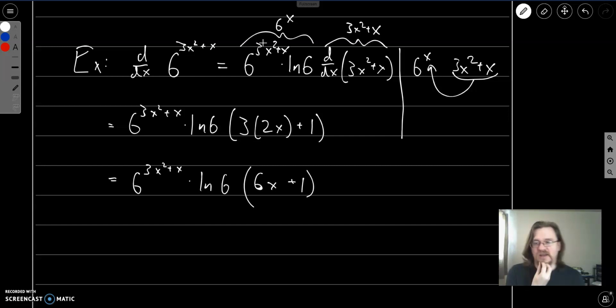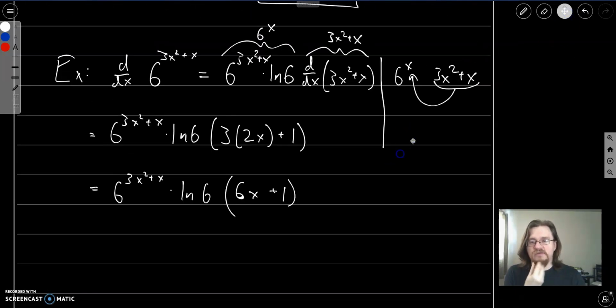And there you have it. That's how simple it is to take the derivative of an exponential function. And I think I will stop here and just do more examples in the next video.